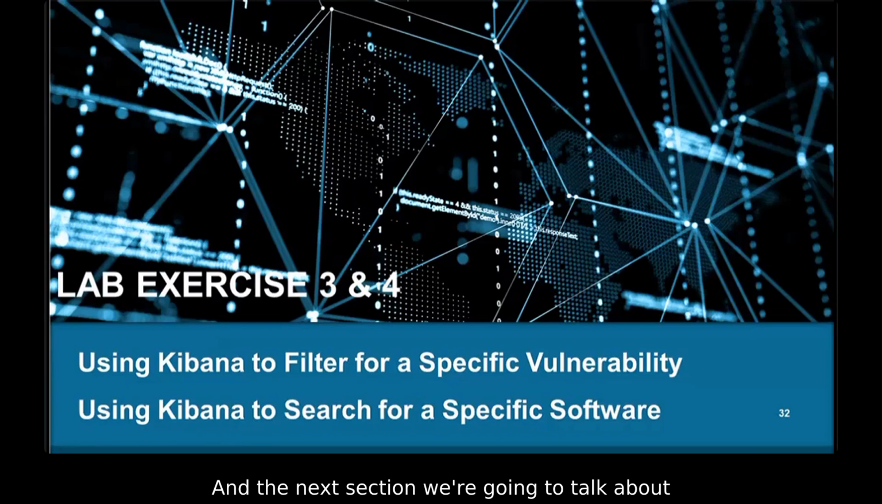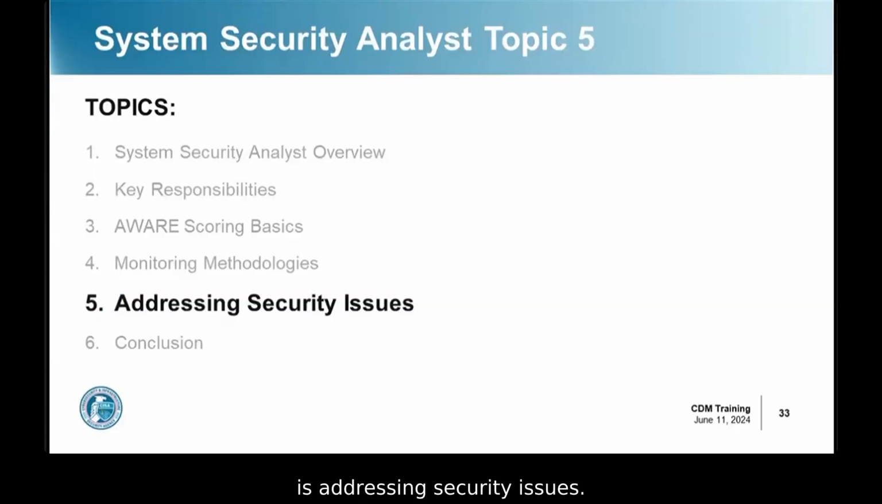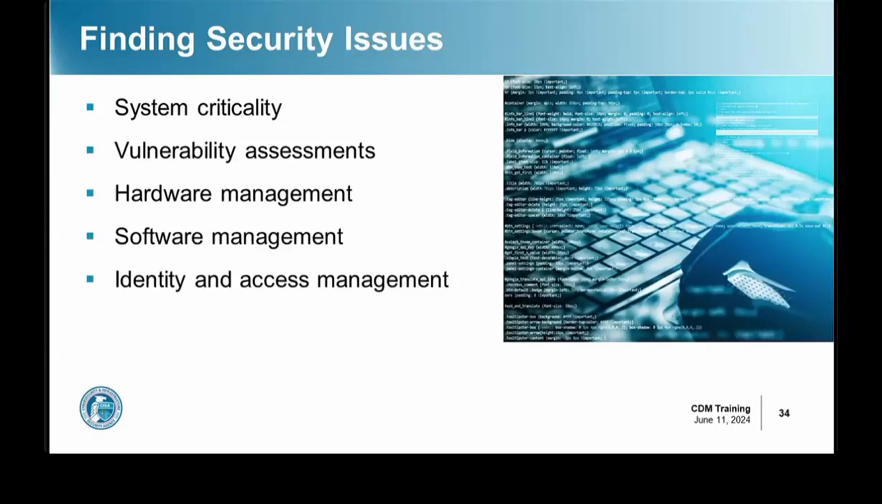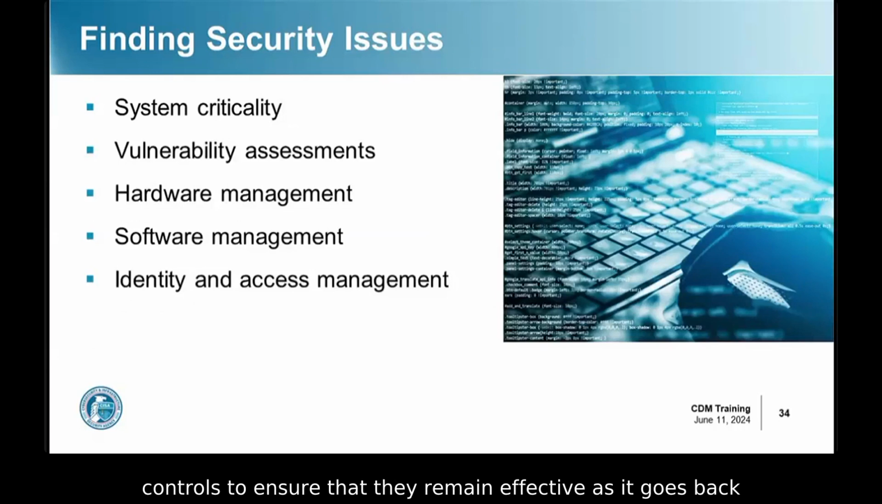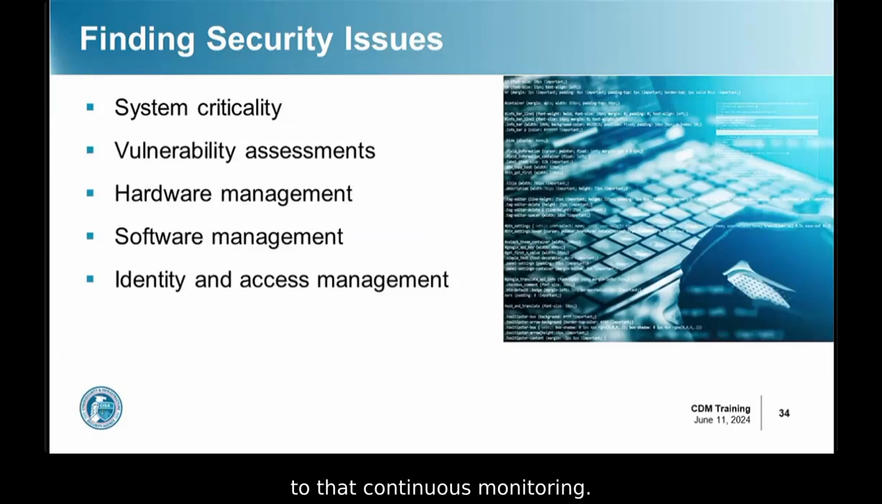The next section we're going to talk about is addressing security issues. First, you want to start with your critical systems when you're trying to find security issues, right? The most important systems. How does your system support the mission? It's important to know what the current protections are and to continually monitor those security controls to ensure that they remain effective, because it goes back to continuous monitoring, right? Technology evolves, so controls need to evolve as well. That type of mindset.